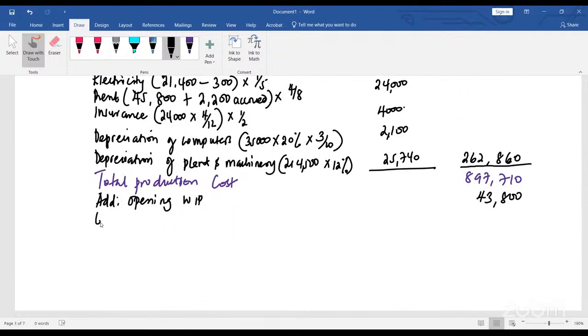Closing work in progress. This work is not yet complete, there is still more work to be done. So the closing work in progress is the cost of those goods that are still not yet fully complete. Their cost is 48. This is from the additional information. Please, closing inventory, you always find this in the additional information.